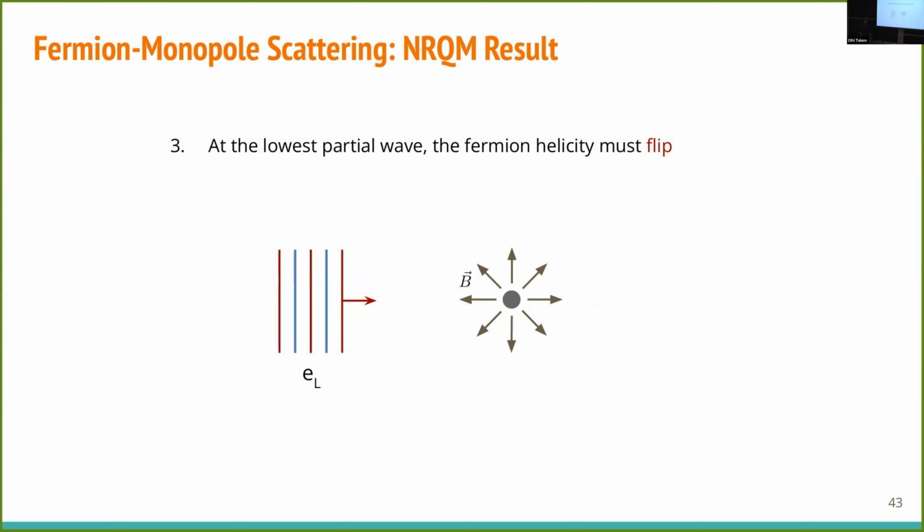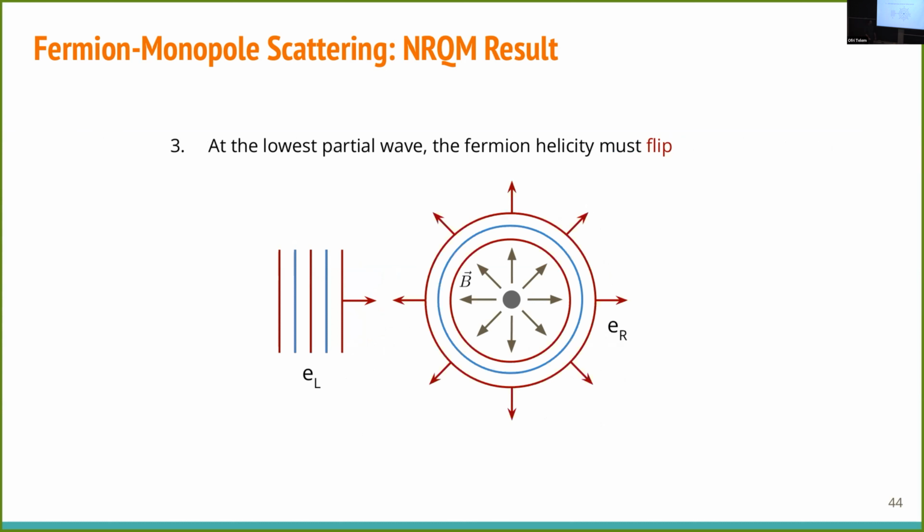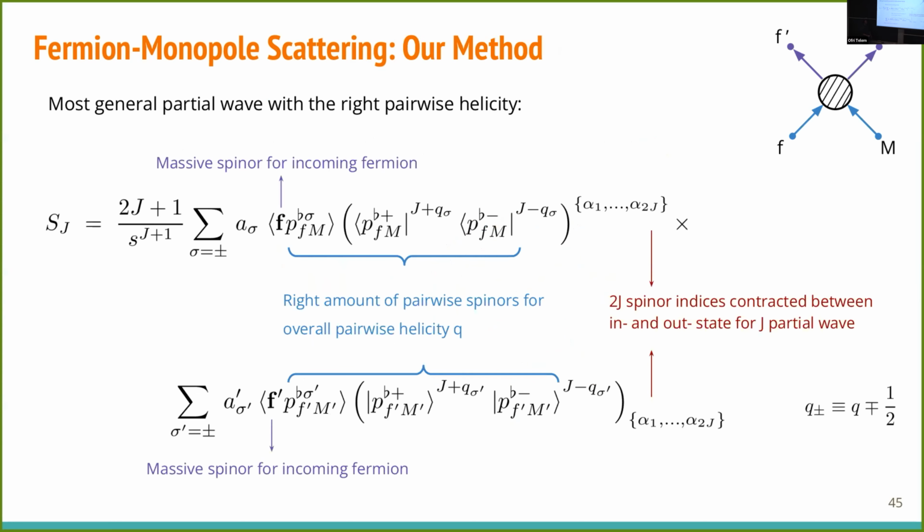And the most counterintuitive thing: if I just have a massless left-handed fermion that scatters on the monopole, it emerges as a right-handed fermion. And the cross-section for that saturates the unitarity bound for the lowest partial wave. So it's a non-decoupling process. Let's see how we can derive this in almost one line using our formula.